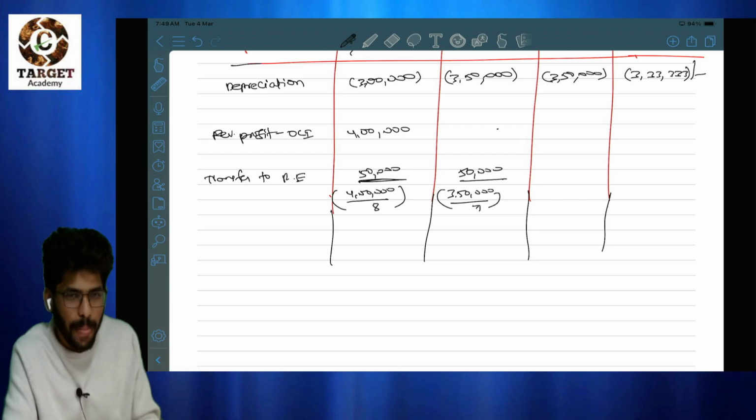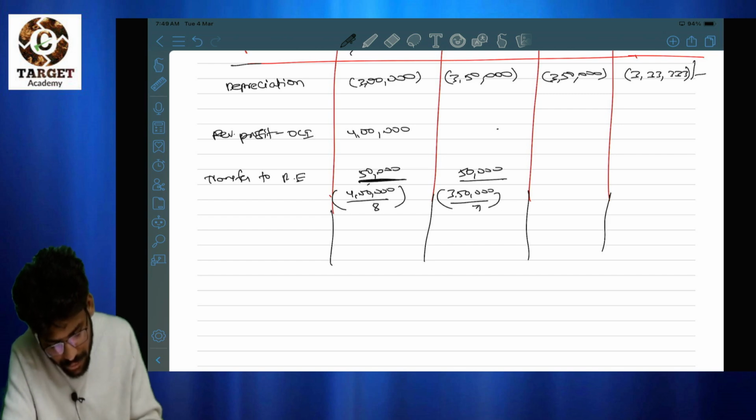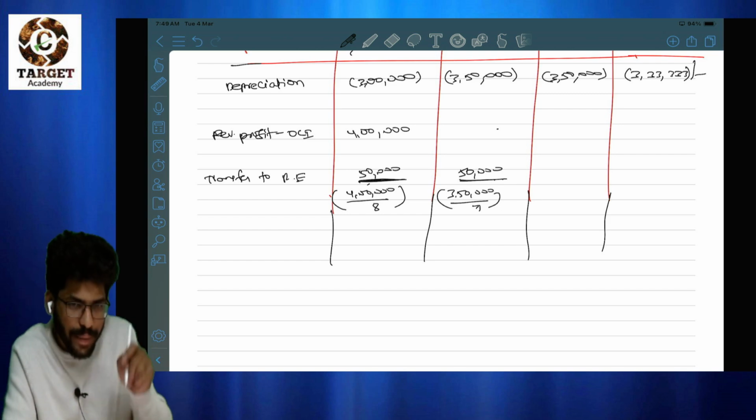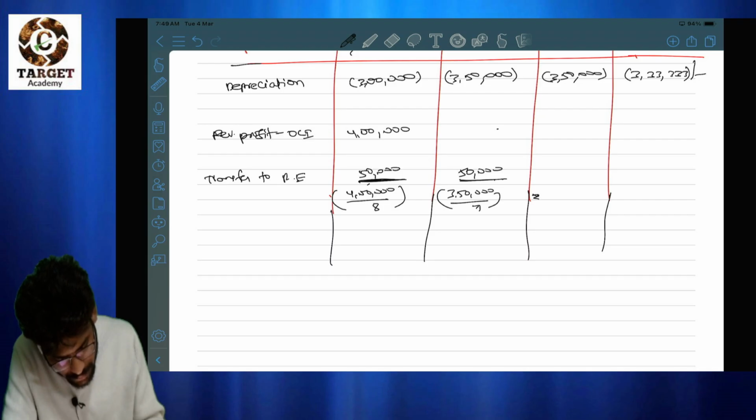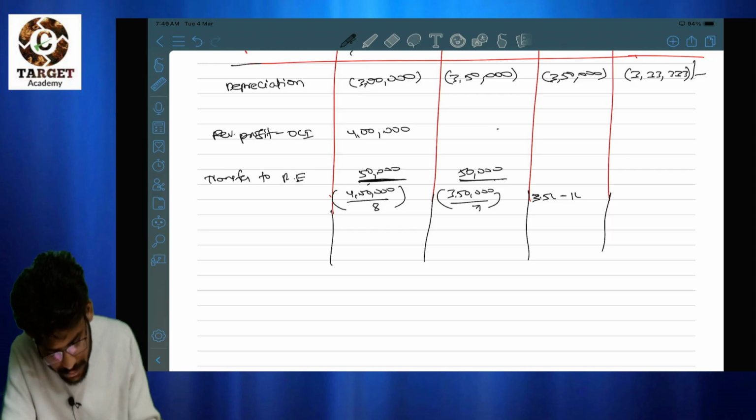So after the 1 lakh impairment loss, what is the balance of revaluation surplus, the OCI balance? Out of 4 lakhs, 1 lakh is already completed, and now 1 lakh should be deducted. What is the balance now? 2 lakhs, correct or not? So 3.5 lakhs minus 50,000 minus 1 lakh, correct or not?